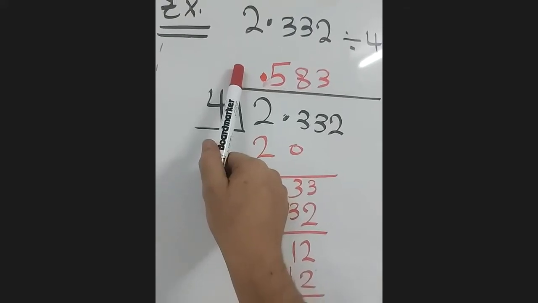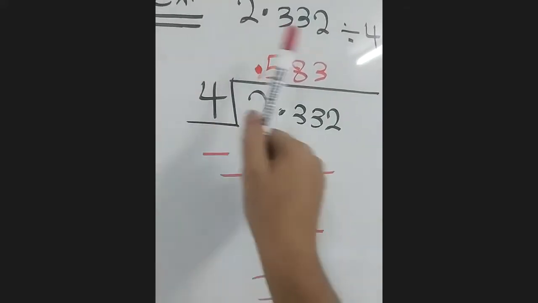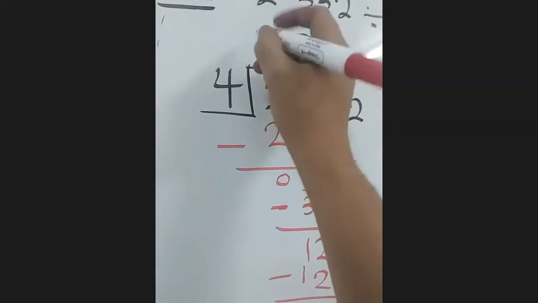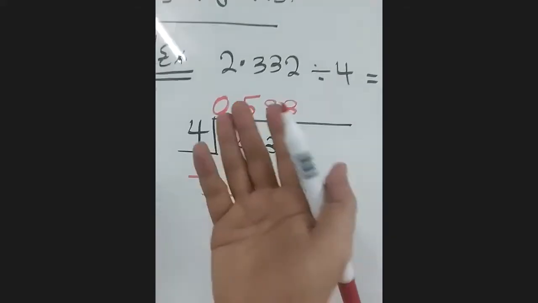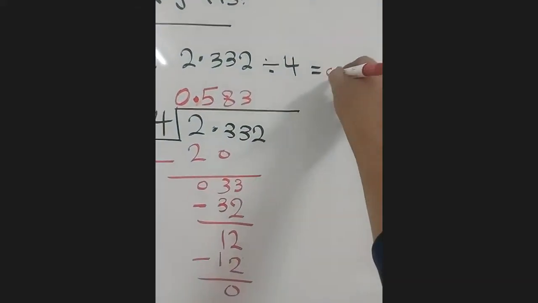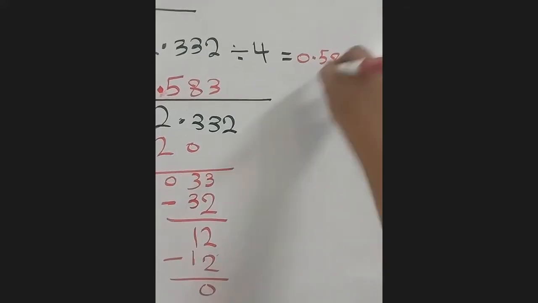Now here I have an empty space, right? And we said that in decimals, after we finish our answer, if we have empty places, we fill them with zeros. So the answer here is 0.583.